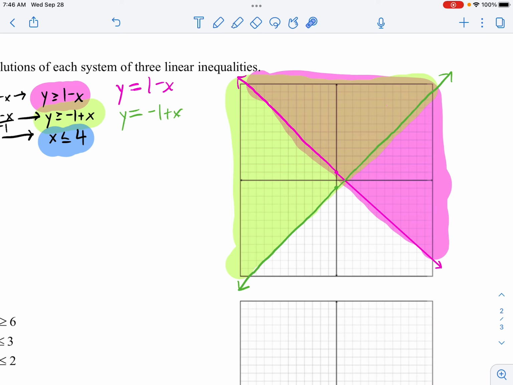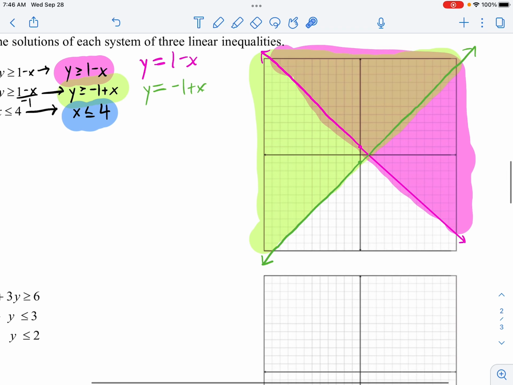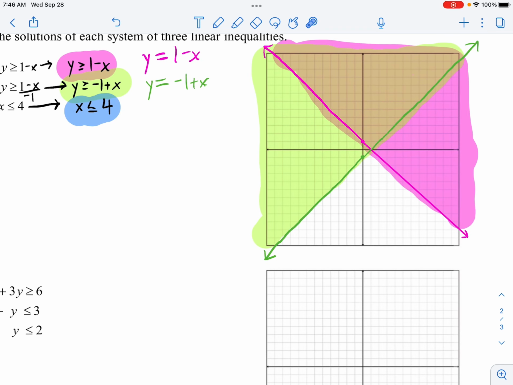So with these other problems, we'd stop right here. The only difference here is we have to shade one more inequality. So I'm going to graph this blue inequality just as if it were the line y equals 4, right? And I'm going to use a solid line here. So x equals 4, sorry. Did I say y equals 4? I'm going to graph it as if it were the line x equals 4.